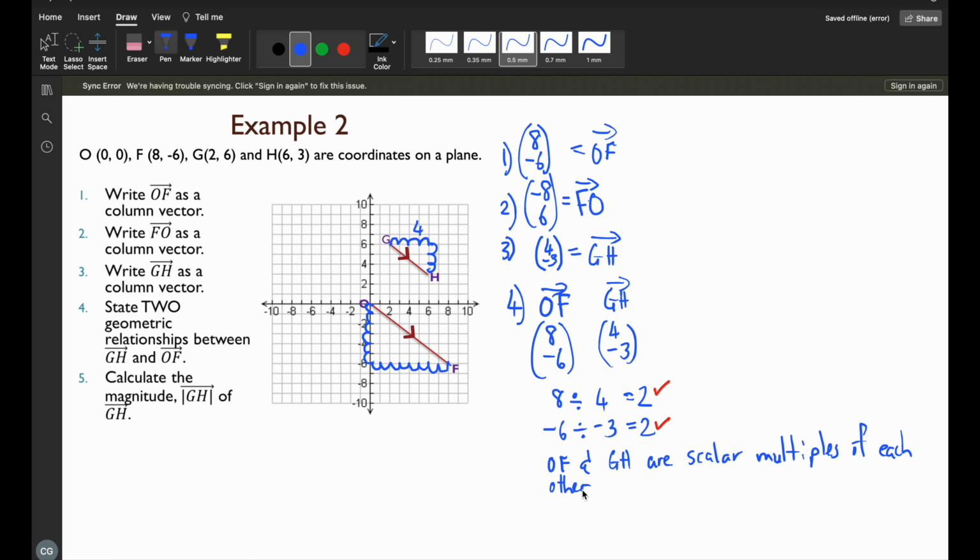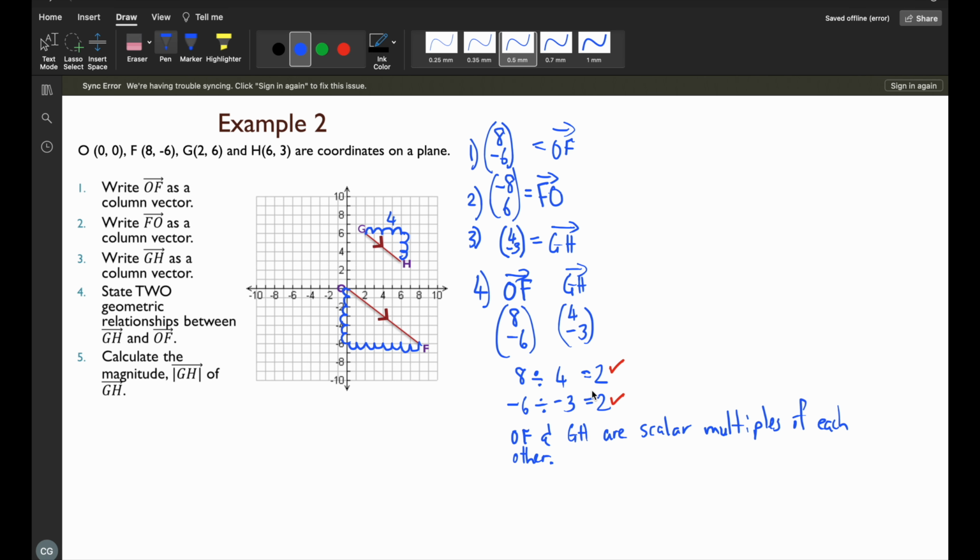Okay, alright. So the first thing I can say about them from this part here is that when I look at this, this is twice the size. So OF is twice the size of GH. So the first thing is size. So that's my first geometric relationship. Size: OF is twice the size of GH.